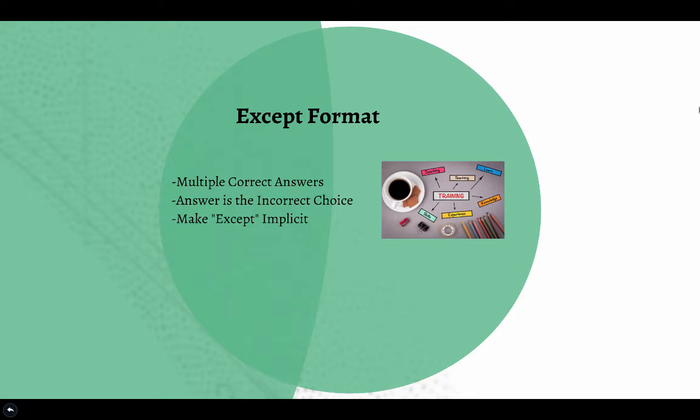Use the accept format when 3 or more equally correct choices answer the question. This format requires students to recognize which choices are correct and select the one that is incorrect. Always capitalize and bold or underline the word accept in the stem. Use the accept format sparingly.